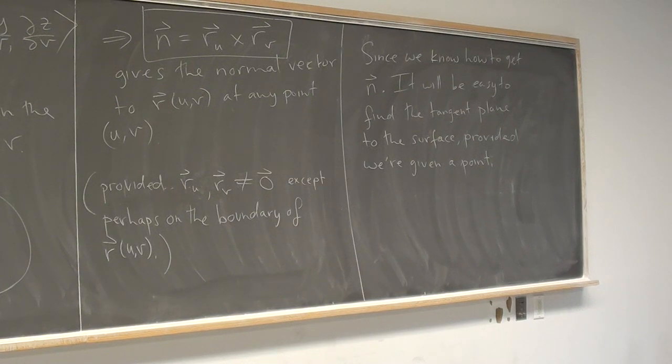Okay, so let's do an example. Find the equation of the tangent plane to R(u, v) = (u, v, u + v squared) at the point (2, 1, 3).